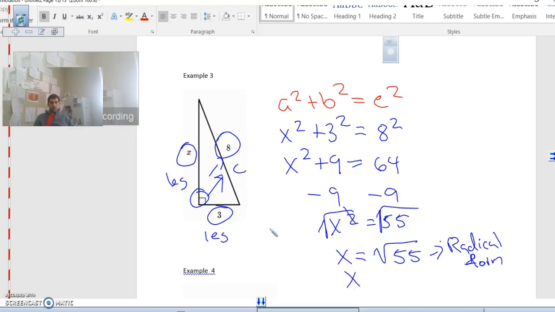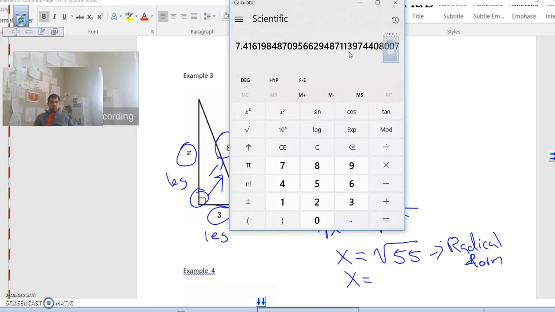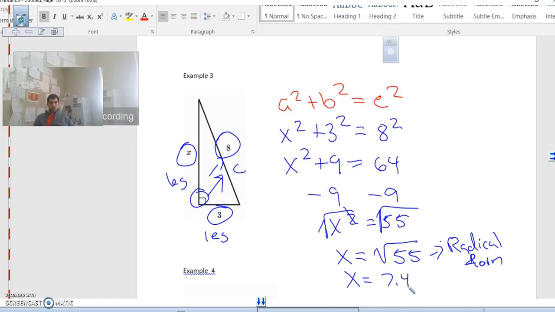And then we could estimate this. We know it's more than 7, less than 8. We could estimate it with a calculator and get about 7.4 as a decimal. So about 7.4.